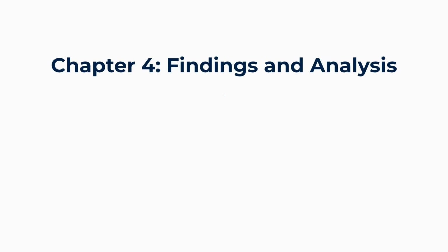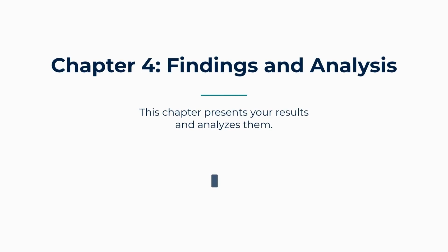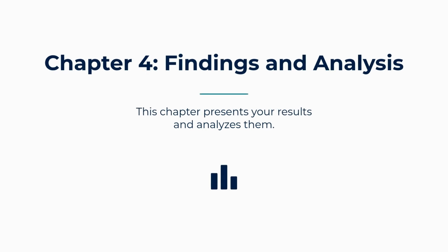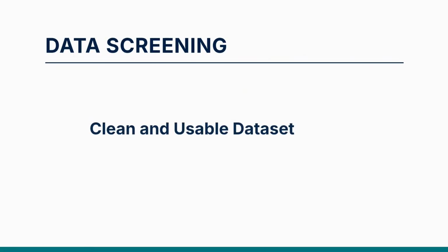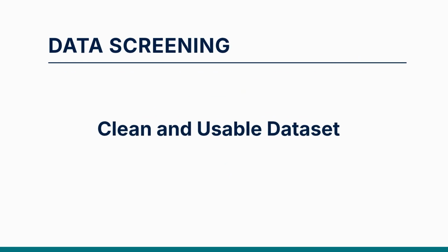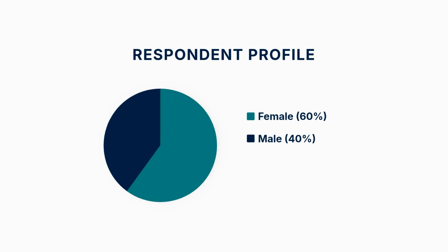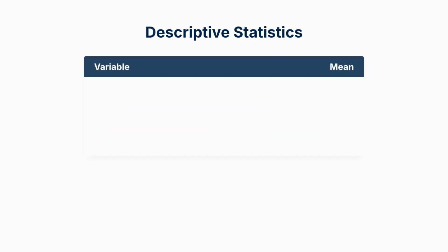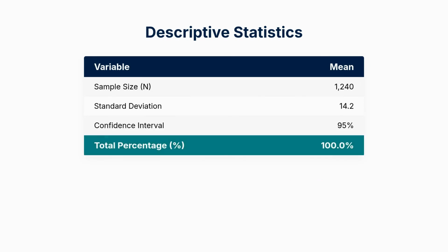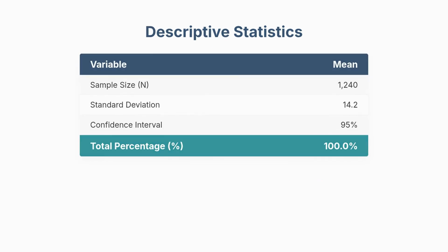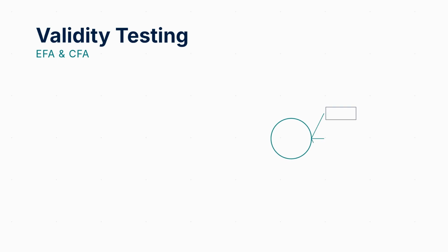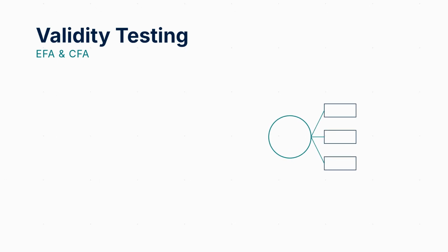Chapter 4, Findings and Analysis. This chapter presents your results and analyzes them. Begin with data screening to ensure your data set is clean and usable. Provide a respondent profile, e.g., 60% of participants were female with an average age of 28. Use descriptive statistics to summarize your data, such as averages or percentages. Then test the validity of your measures using techniques like EFA, exploratory factor analysis, or CFA, confirmatory factor analysis.